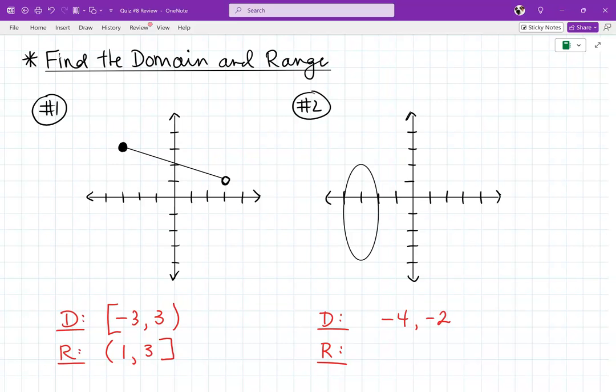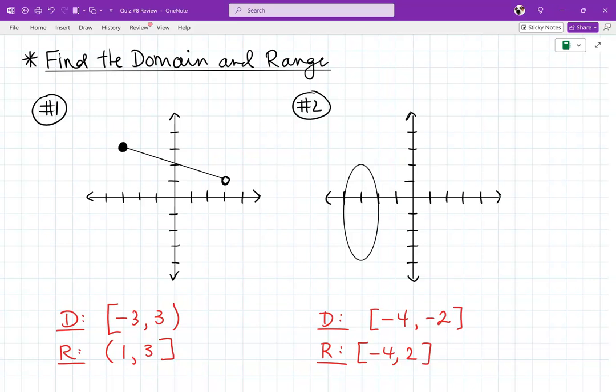Now, there's no holes, right? But there's also no solid dots. But if there's no holes, that means it does include it. So I am going to put brackets around them. Because if they weren't included, there would be like a hole right there. Something like that. But we don't have that. And the range, well, the lowest it goes is -4 as well. What's the highest? A +2, right? And again, no breaks in the graph, so you are going to have brackets there.